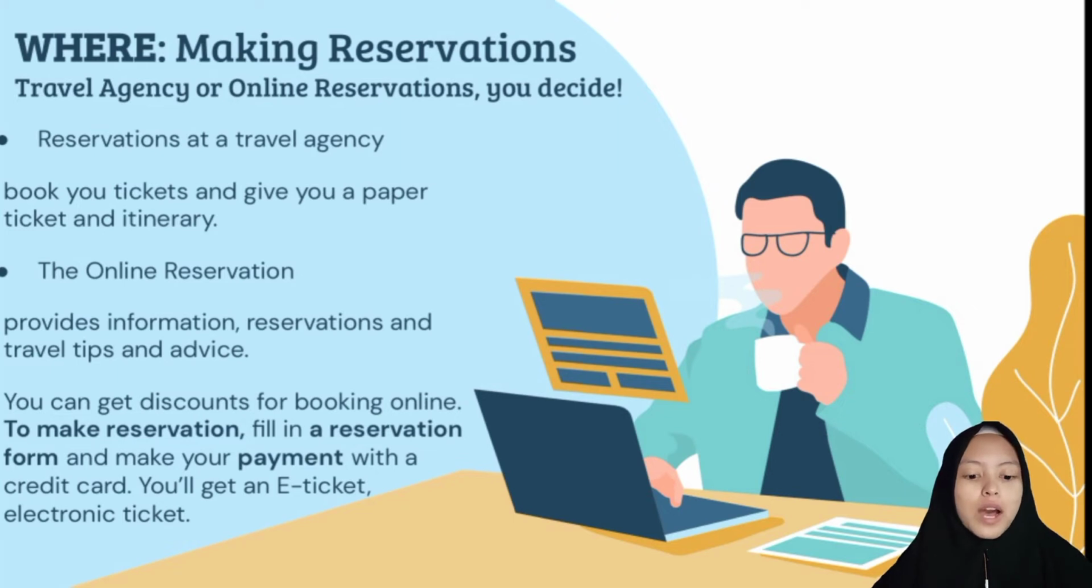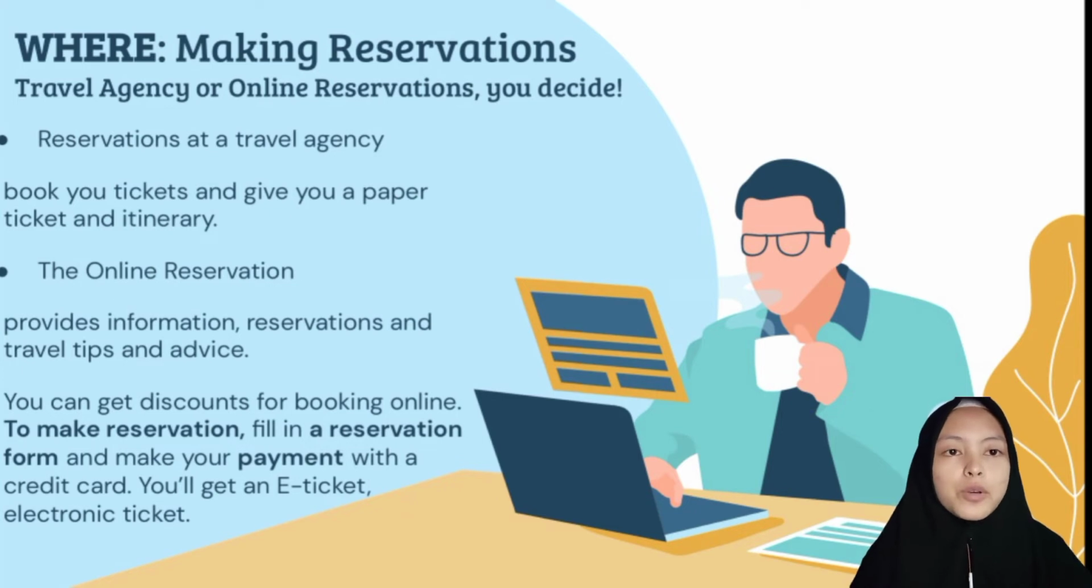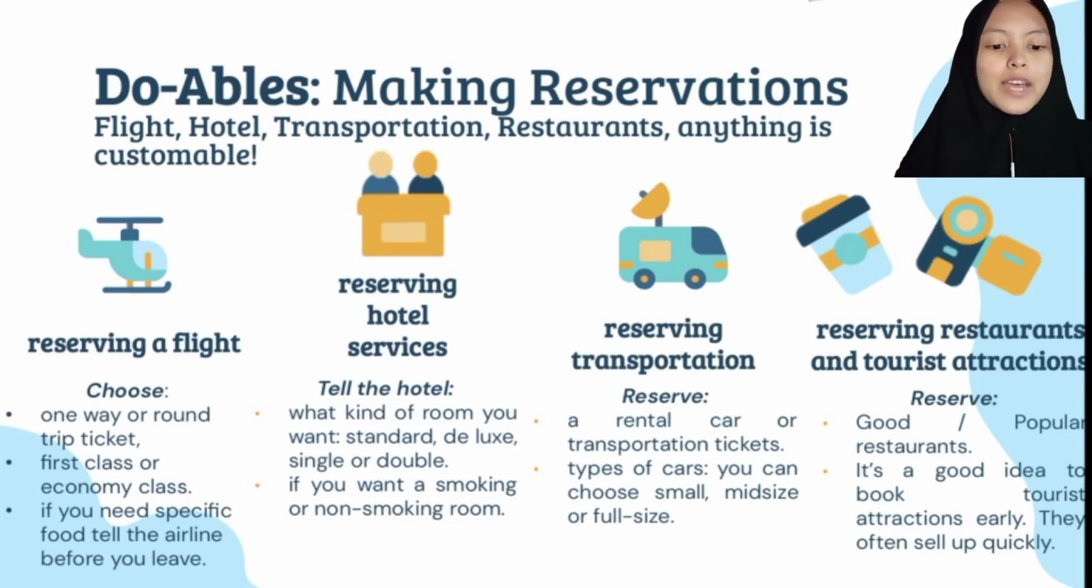Things that you are required to do when you are making the online reservation are to fill in a reservation form and make your payment with a credit card or other payment options such as an e-wallet, or you can pay at a merchant that provides payment for your reservation. And then if you have done all of those steps, you will get an e-ticket or electronic ticket for your reservation in the end.